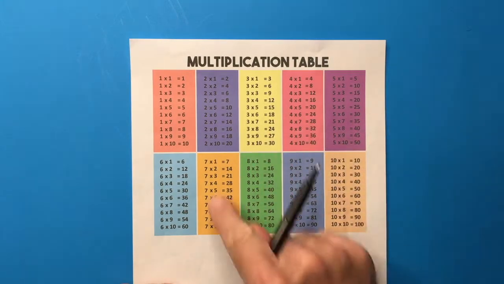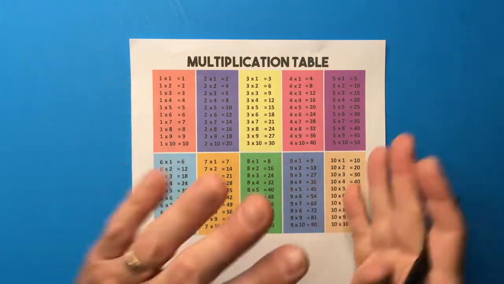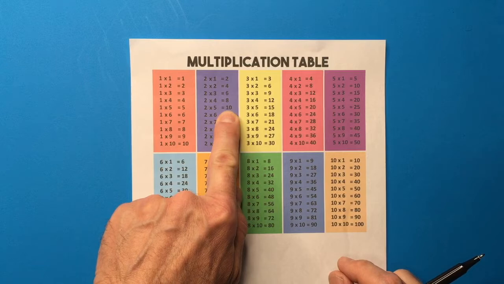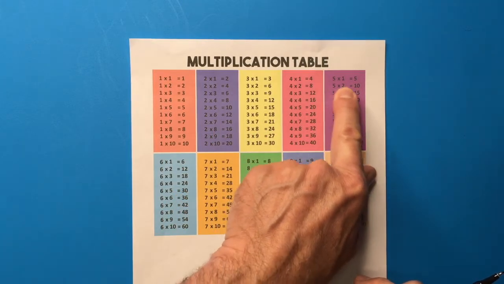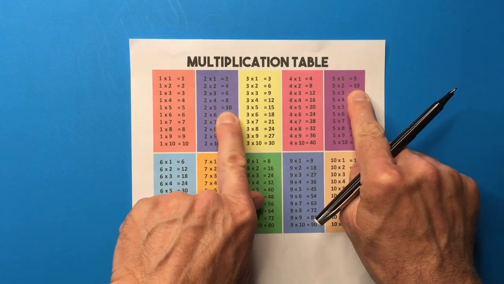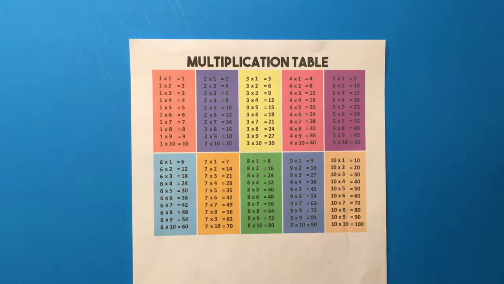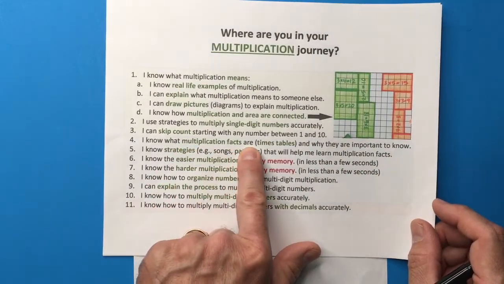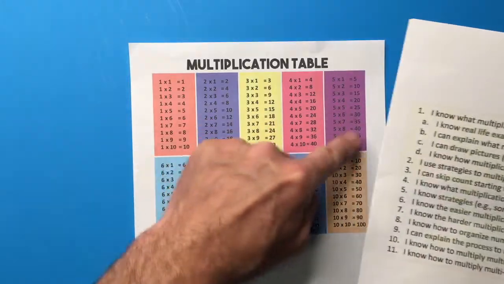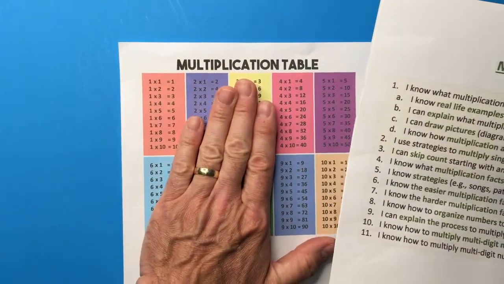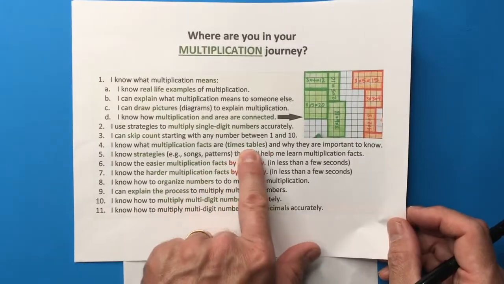Now, there's a lot of repeats here too, because sometimes when you learn one fact, like 2 times 5 equals 10, if you go over here to 5, and you go 5 times 2, there it is again, just the numbers are swapped around. So there are some shortcuts later on that you can think about. But this is the multiplication table. And the second part of this is, I know what multiplication facts are. That doesn't mean that you know the answers to them all. It means you know that this is the set of multiplication facts, times tables.